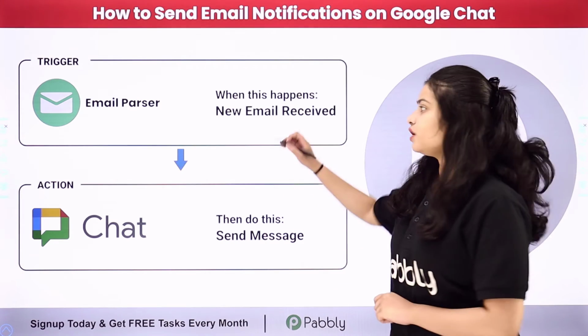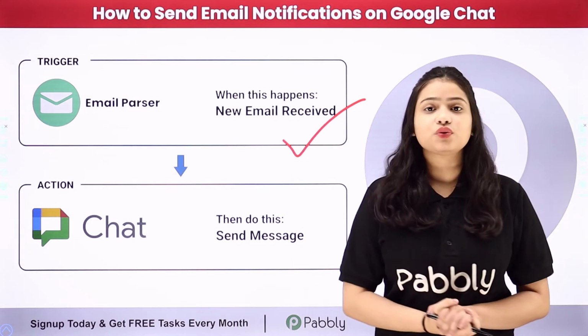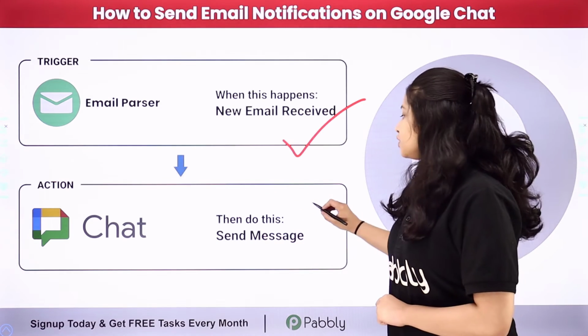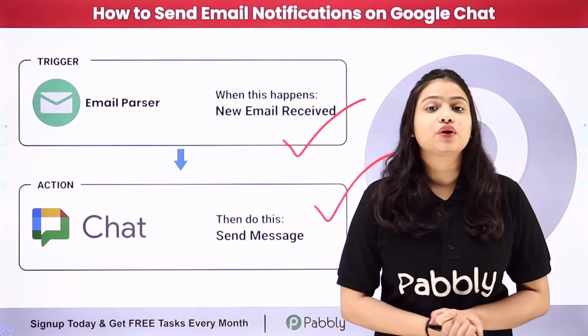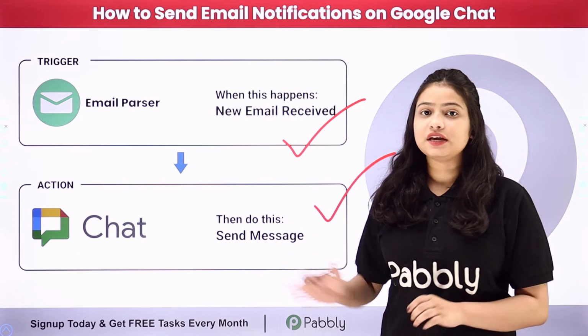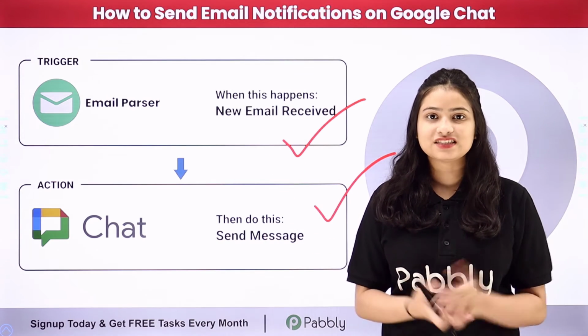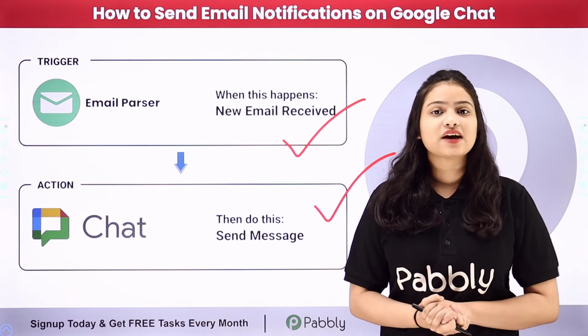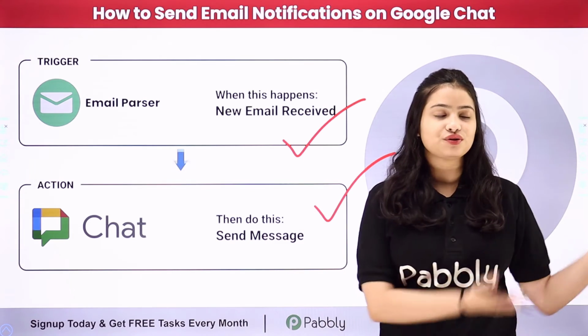In the trigger, first of all, we are going to take Email Parser, which will help us retrieve the emails which we are receiving on our Gmail account. Then we are going to take Google Chat in our action. And we are going to set up a connection between these two applications without any coding or programming skills with the help of Pabbly Connect to automate this entire process. To learn this entire automation step by step, let me take you all to my screen.